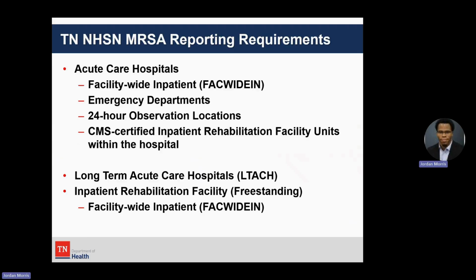So this slide talks about MRSA reporting requirements for Tennessee facilities. If your facility type is any of these listed facility or hospital types, you are required to report MRSA bacteremia LabID events.